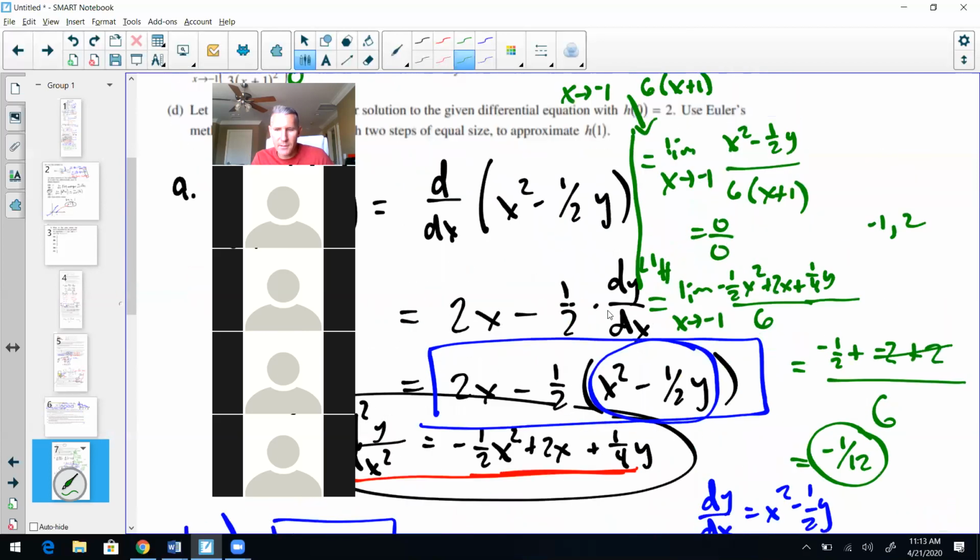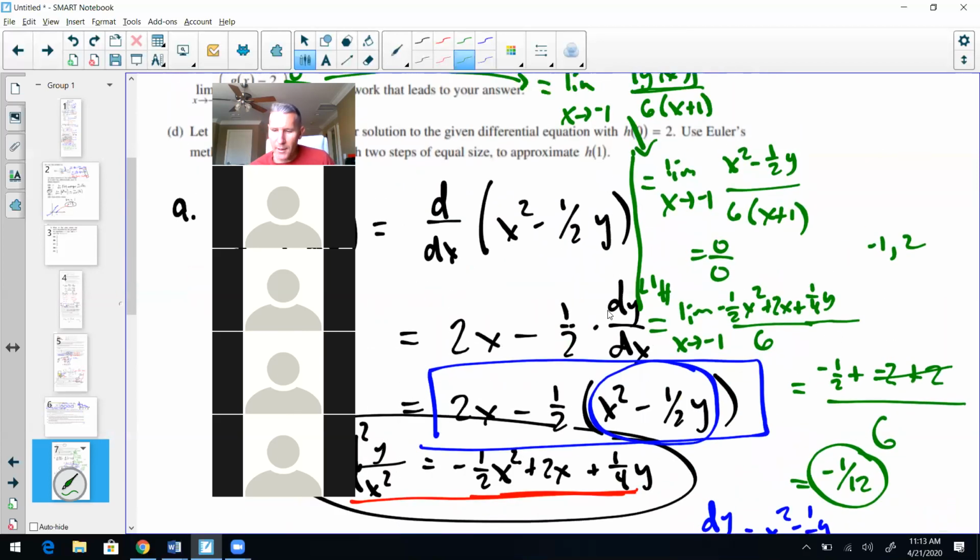Oh, I see it. I'm plugging in 2 for y right here, and it's 1/4 of 2, so that becomes 1/2. There you go. So that positive 1/2 and the negative 1/2 cancel out, and I'm left with -1/3. Is that right? Yeah. So that was -1/2 minus 2 plus 1/2. So those guys cancel out, and I'm left with -1/3.